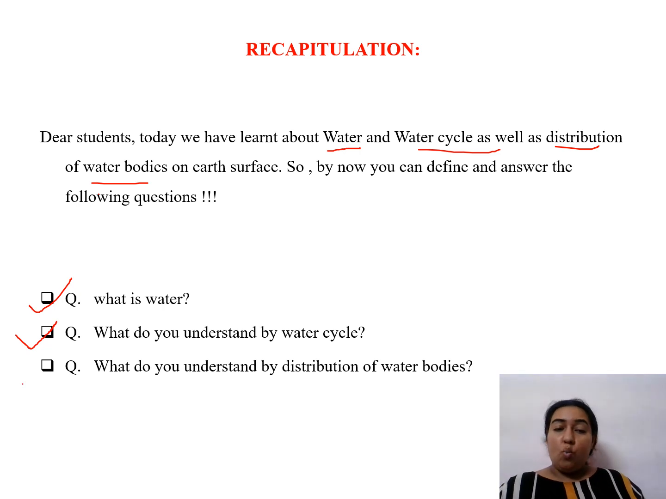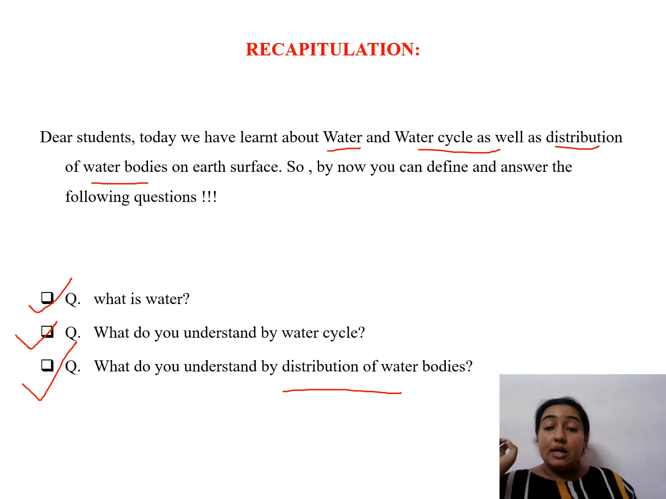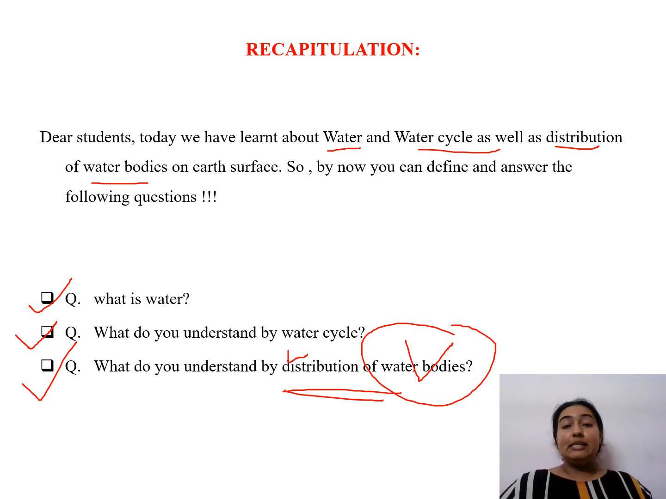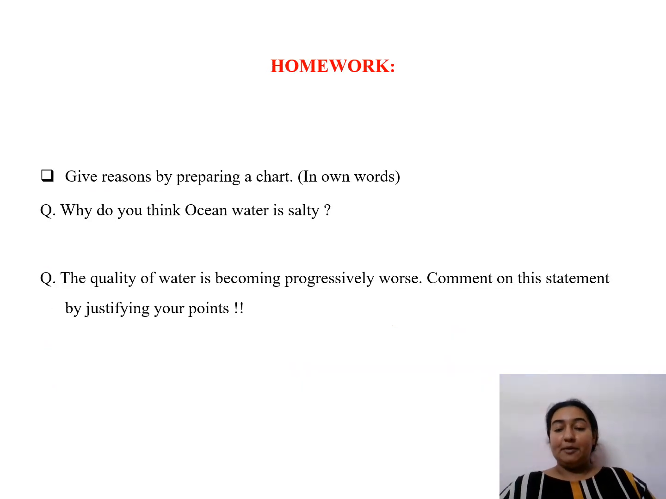And lastly, what do you understand by distribution of water bodies? So here you need to also tell what you mean by distribution and what water bodies are. So first you will explain about water bodies. What do you mean by water bodies? How many types of water bodies are there? And lastly you will tell by what proportion or what percentage they are distributed. So I hope the concept is clear to all of you up until here. Fine.